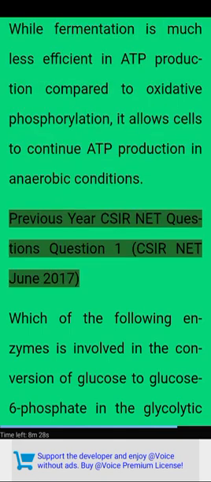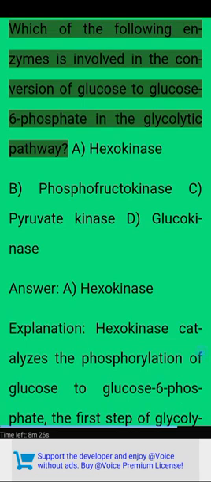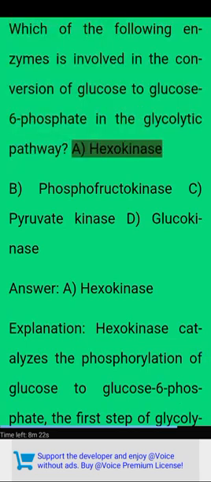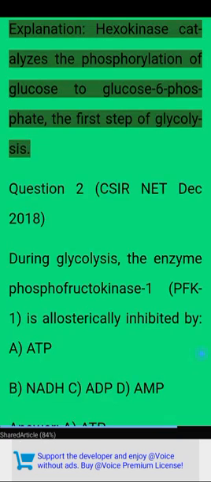Question 1. CSIR NET June 2017. Which of the following enzymes is involved in the conversion of glucose to glucose 6-phosphate in the glycolytic pathway? A. Hexokinase. B. Explanation: hexokinase catalyzes the phosphorylation of glucose to glucose 6-phosphate, the first step of glycolysis.